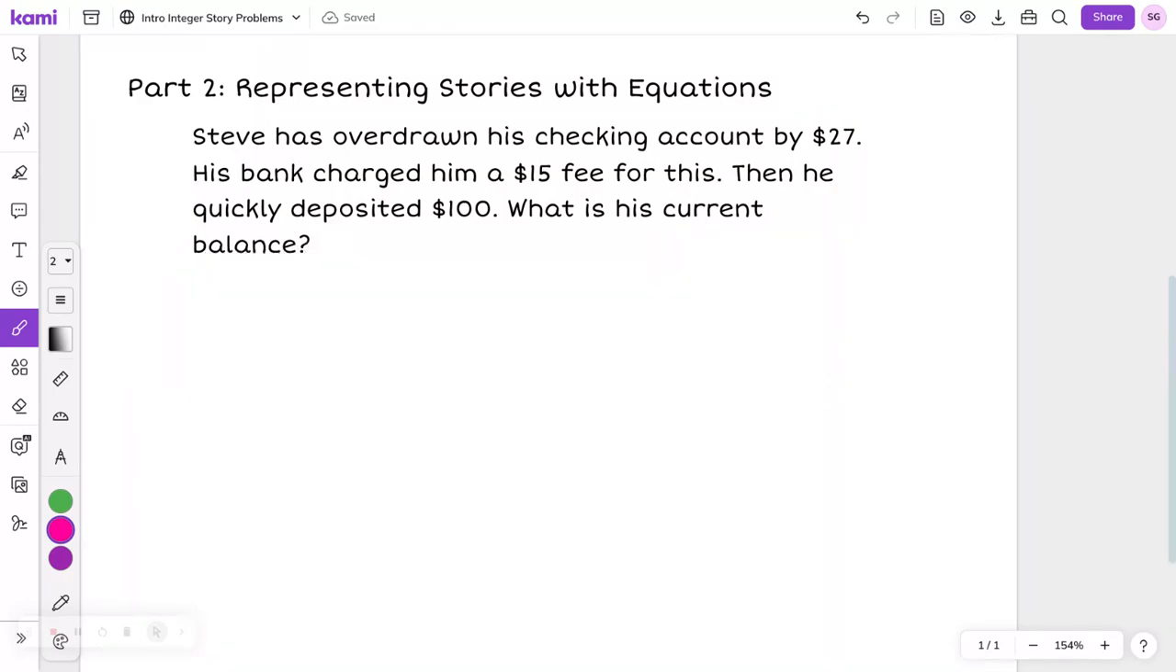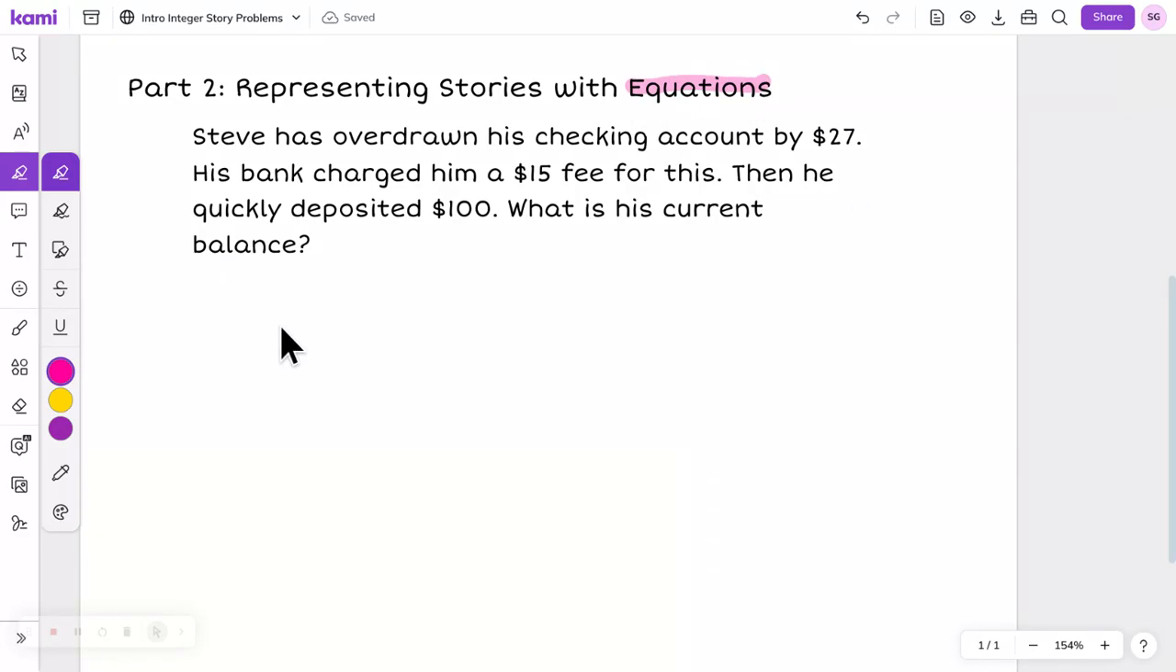We've got Steve has overdrawn his checking account by $27. His bank charged him a $15 fee for this. Then he quickly deposited $100. What is his current balance? For stories like these, there's always going to be two questions we're going to do. The first is representing it with an equation. That means we're going to use all of the numbers in the story to help create an equation to represent it. And then the second part is obviously answering the question, what is his current balance?